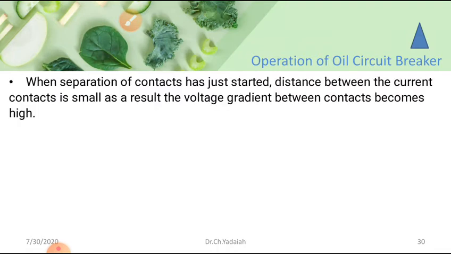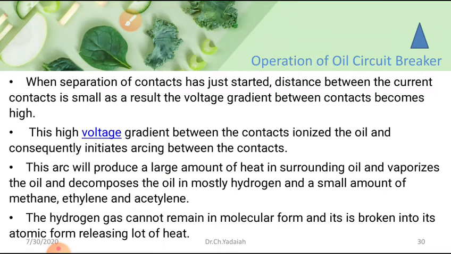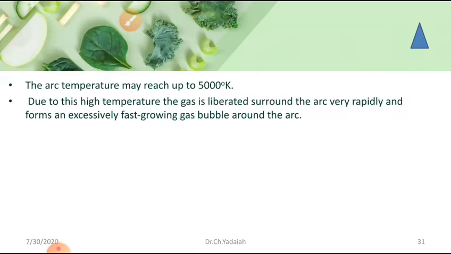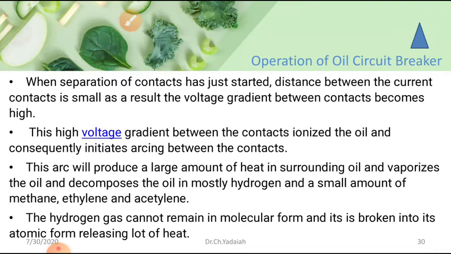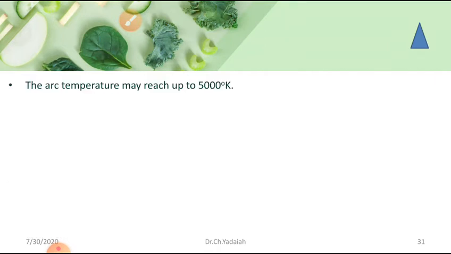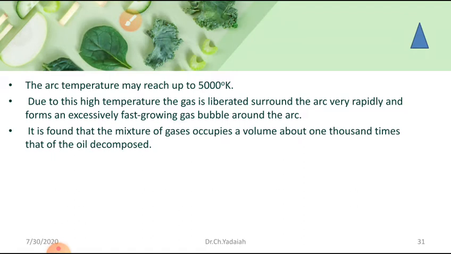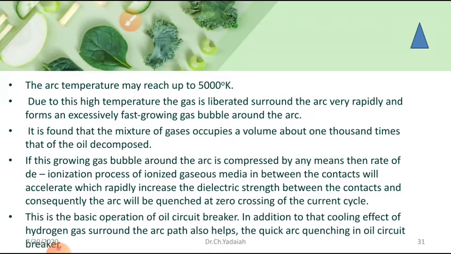Operation, the same thing we have seen. When the separation of the contacts has just started, the distance between the current contacts is small, as we have already seen. Now what is happening here? You can see the arc temperature may reach 5000 degrees Kelvin. Due to the high temperature, gas is liberated surrounding the arc. Already we have covered the gases and everything.